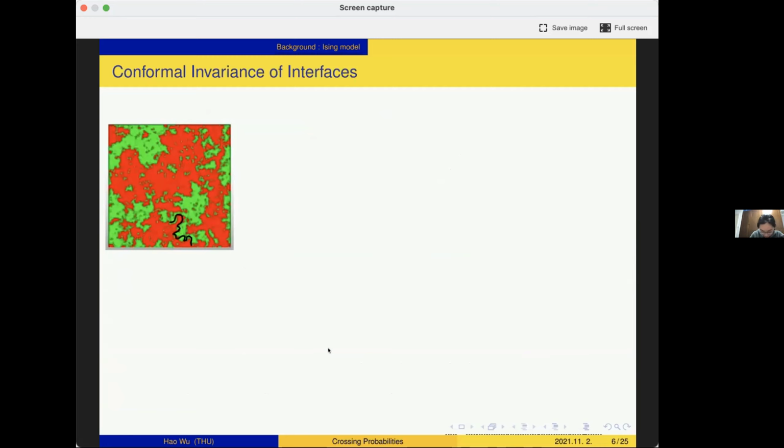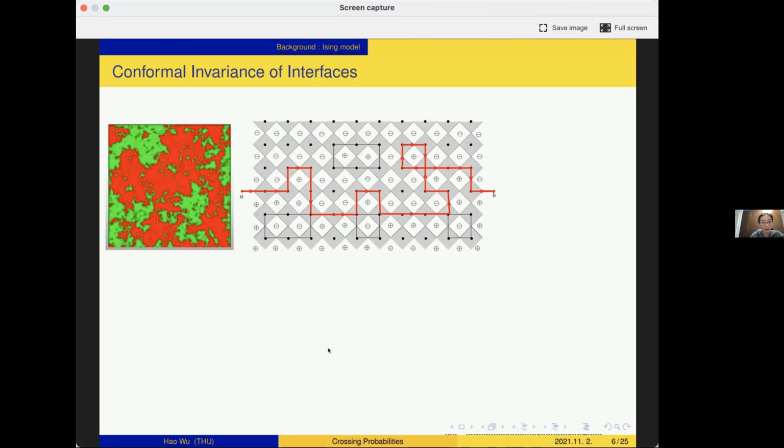However, in this picture, the system is pretty complicated, and we see that there are interfaces going from a boundary point to a boundary point, and there are also interfaces in the middle that form a loop. So in order to understand what these interfaces do, we first simplify the question. The simplification is like this.